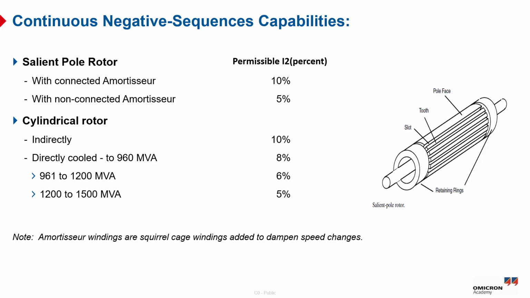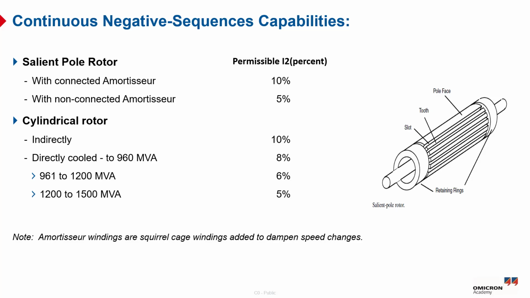When discussing the generator's ability to withstand unbalanced loading, it's important to understand its continuous negative sequence current capability. For example, for the salient pole rotor, the capability depends on whether the windings are connected. With the connected windings, the generator can typically handle up to 10% of negative sequence current continuously, while without this winding, the limit drops to about 5%.